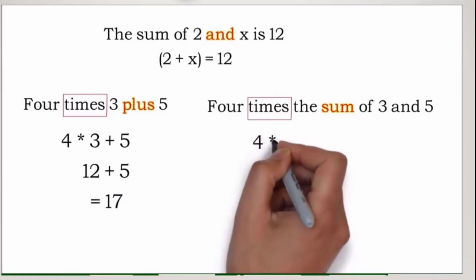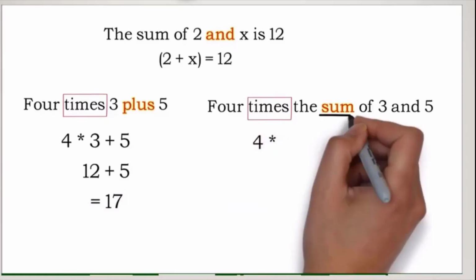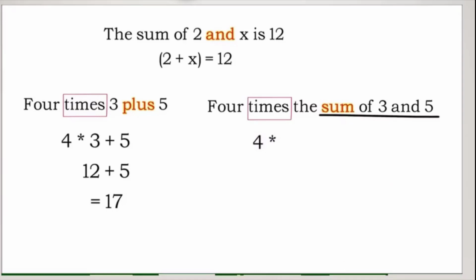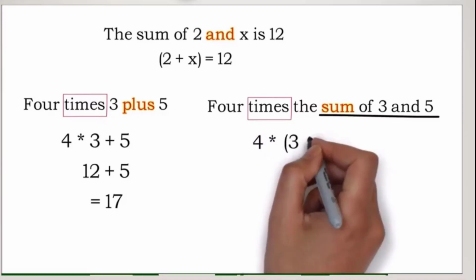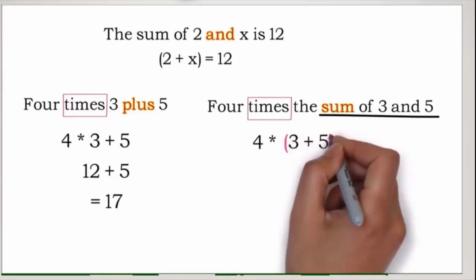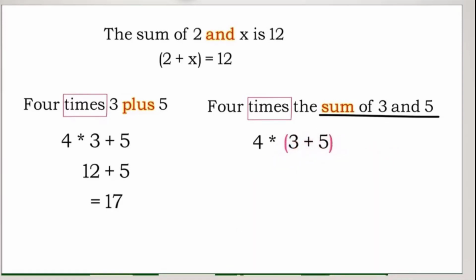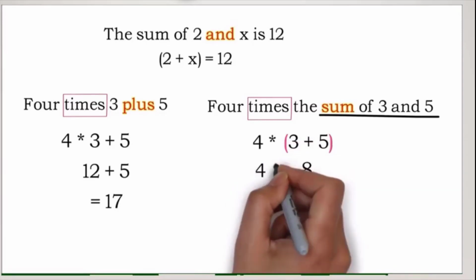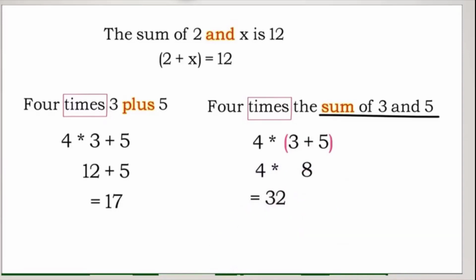Again, we have 4 times, but here we have the sum of 3 and 5. We said we put this in parentheses, so we have this. From our order of operations, we know that we have to do parentheses first. So here we will add the 3 and 5 to get 8. Then we will multiply 4 by 8. This will give us 32.